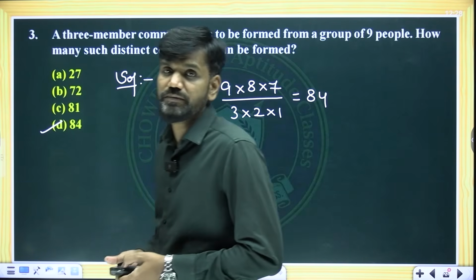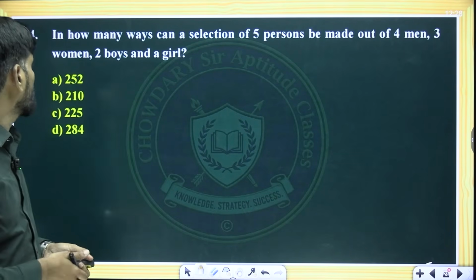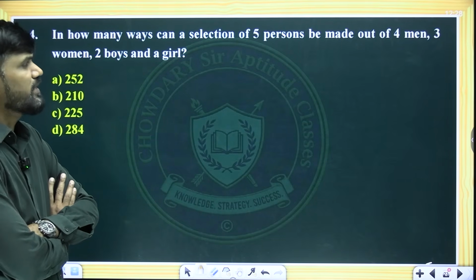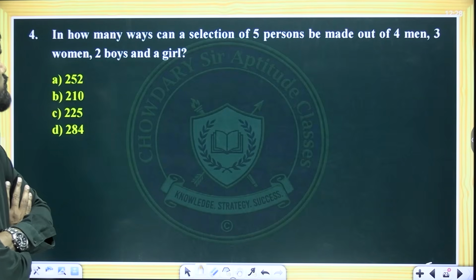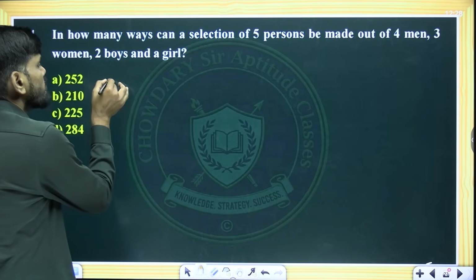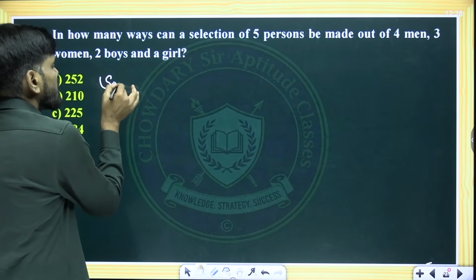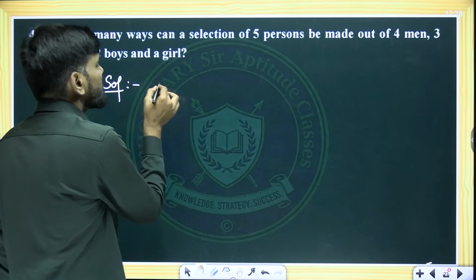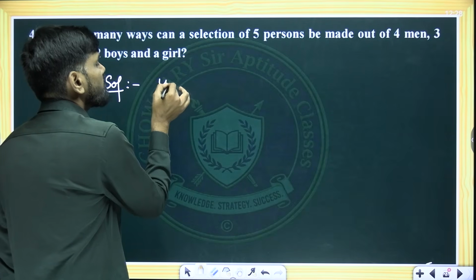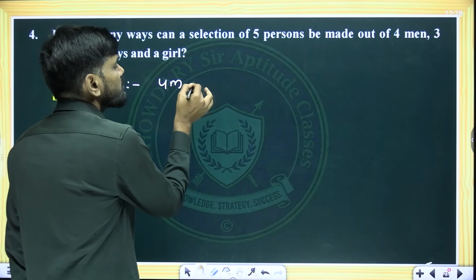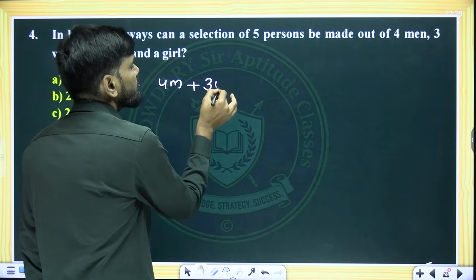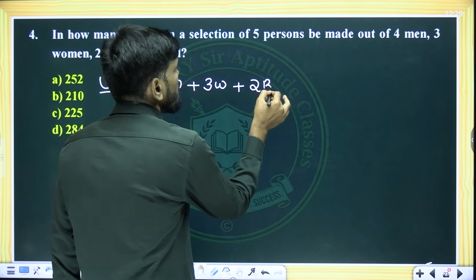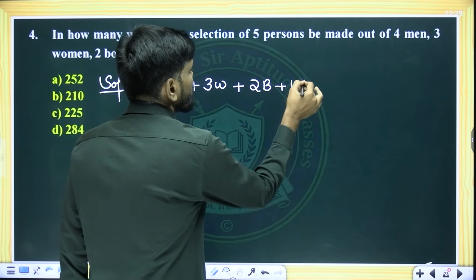Next, let's have a look at problem number 4. In how many ways can a selection of 5 persons be made out of 4 men, 3 women, 2 boys and a girl? Here they have asked you to select any 5 out of the total. How many people are available? Available are 4 men, 3 women, 2 boys and 1 girl. This is the group that is available.